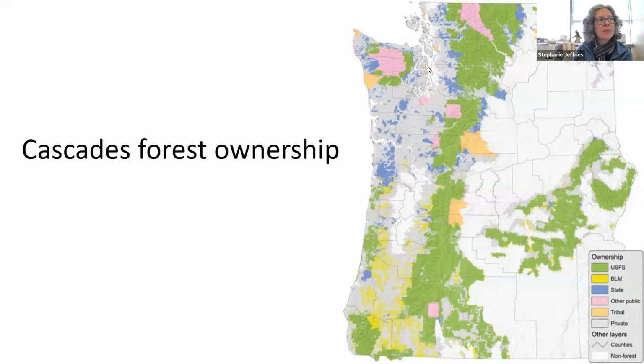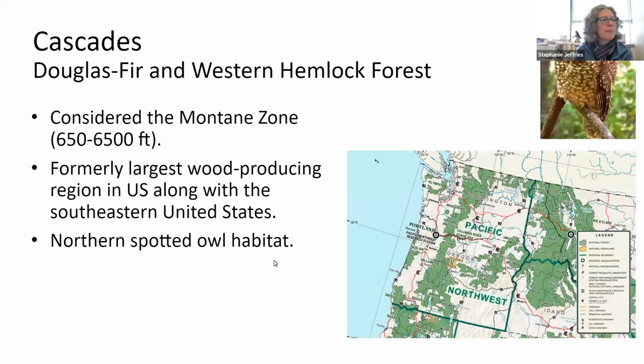This is Olympic National Park here. This is probably Mount St. Helens, or actually it's Mount Rainier National Park. And ranging down here, this might be Lassen Volcanic. It's kind of hard to say. But you can see the private land is shown in gray. And so most of the forest land that is in the Cascades is under some form of public ownership, and that is very important. So we're going to consider all of this to be in the montane zone.